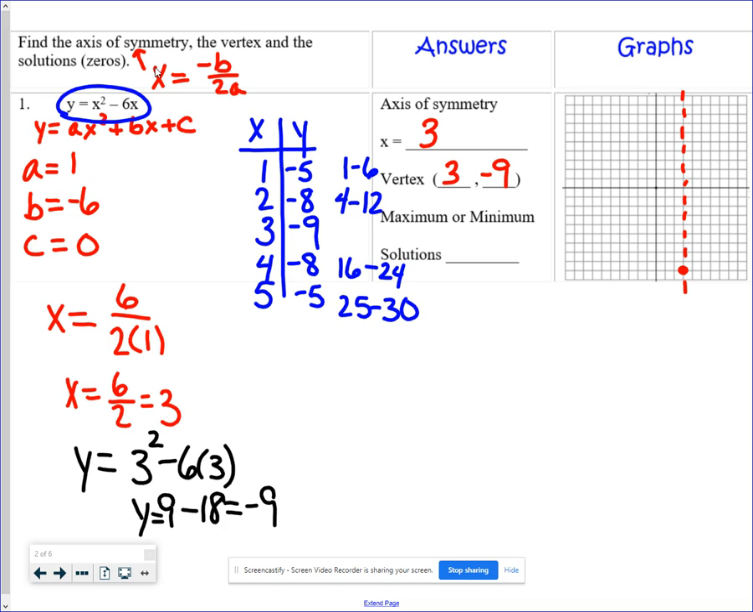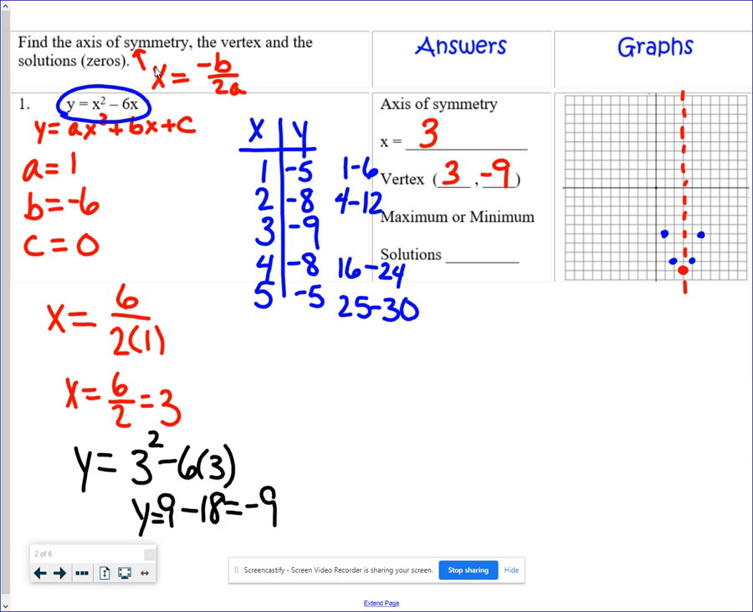Please don't just do half of the table and expect that you couldn't possibly make a mistake and just recopy the numbers. We want to make sure that you're getting the correct numbers on both sides. So 1, -5 is right here. Here's 2, -8, and then 4, -8, and 5, -5. So there's 5 points. You could certainly get more points.